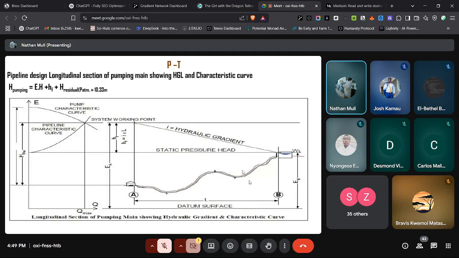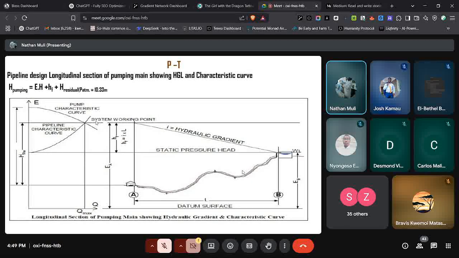That is looking at the longitudinal section of the pumping main. When you have the hydraulic grade line and the characteristic curve, this is how you normally combine them. And you can show exactly what you are achieving with the transmission of power. In this case, when you are pumping through a pipeline system, you are trying to achieve maximum power through that kind of a transmission.